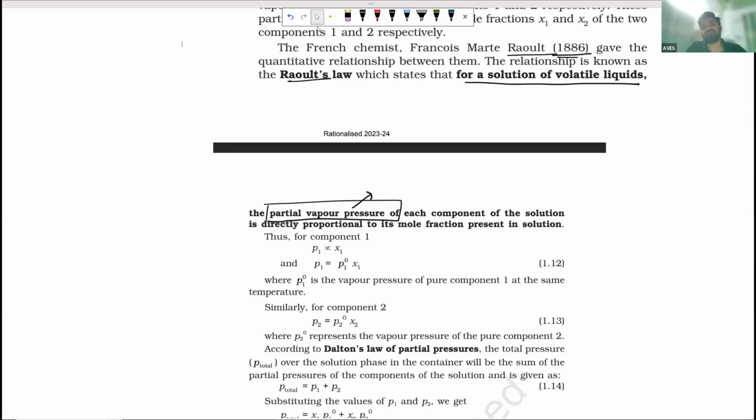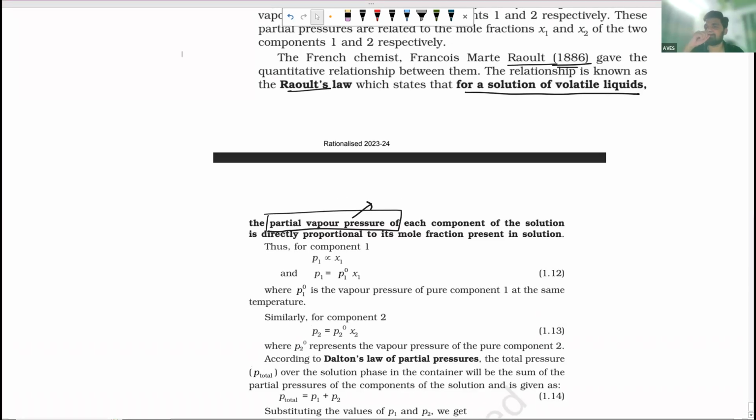Okay, so let's write here. That is what Raoult's law is. Raoult's law is applicable for the solutions of volatile liquids. So note it down: for the solutions of volatile liquids, the partial vapor pressure of each component of the solution is directly proportional to the mole fraction of that component in the solution. That I'm going to explain to you. First, note down this black bold letter definition.